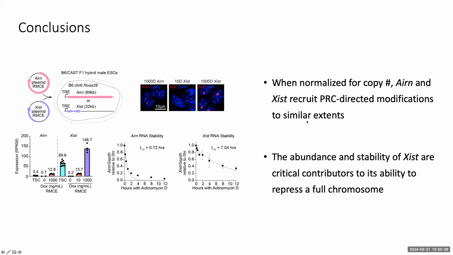I will say when we normalized for copy number to the extent that we were able to in this setting, we found that Air recruited polycomb to chromatin with an efficiency, or with a potency, that rivaled Xist, which is this really incredibly potent RNA. But when we subjected both of these RNAs to the same degree of promoter activation, Xist was way more abundant and repressed gene expression over the whole chromosome and recruited polycomb over the whole chromosome. And so, as somebody that also studies Xist, I think we're learning some important things about Xist from this experiment, which is that its abundance and its stability are really important for its biological activity.